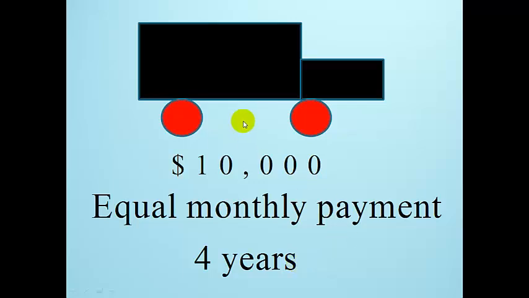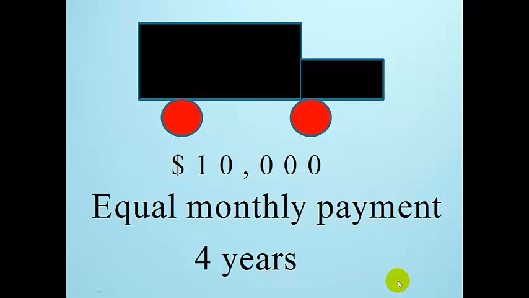Now let's look at this illustration. Assuming you want to buy this car and you have gone to your bank to borrow $10,000, in which you are supposed to do equal monthly payment for 4 years. So at the end of the 4 years, your bank expects you to pay the principal together with the interest charged based on the equal monthly payment for 4 years.